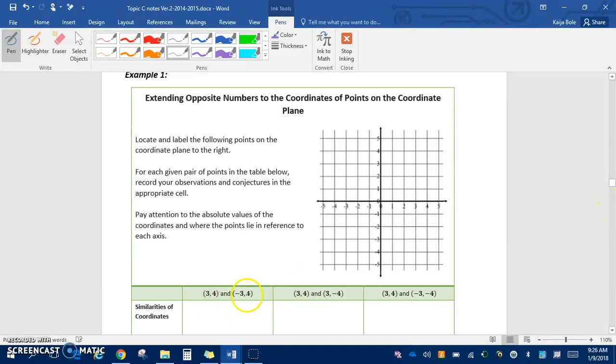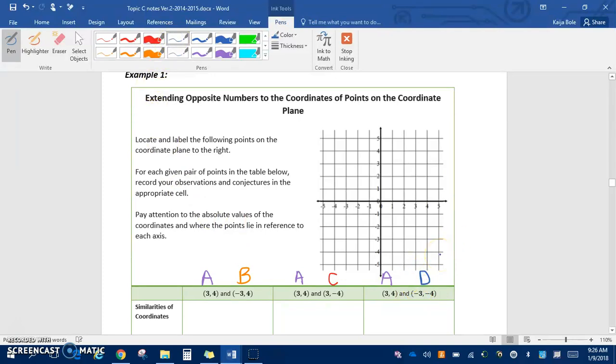The points are down here at the bottom in this green part, and I'm going to label them with letters. The point (3, 4) is going to be point A. Point (-3, 4) will be B. And then we've got a repeat here. This is A, (3, 4) in the next column. And then (3, -4) is going to be C. And then again I have (3, 4) here, which is A. And then my last point, (-3, -4), is going to be D.